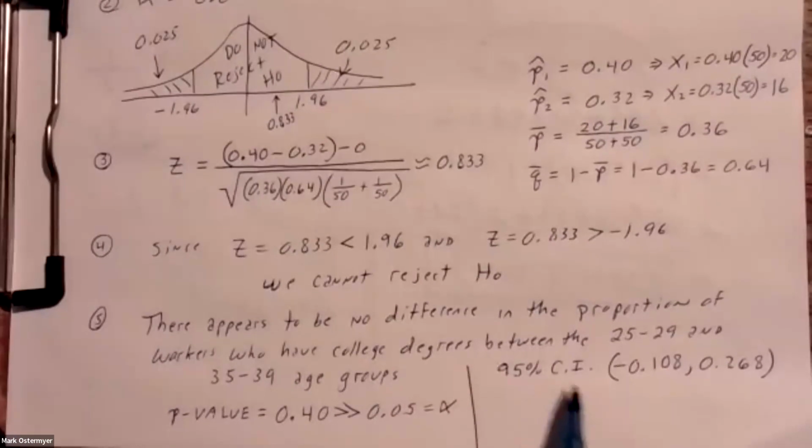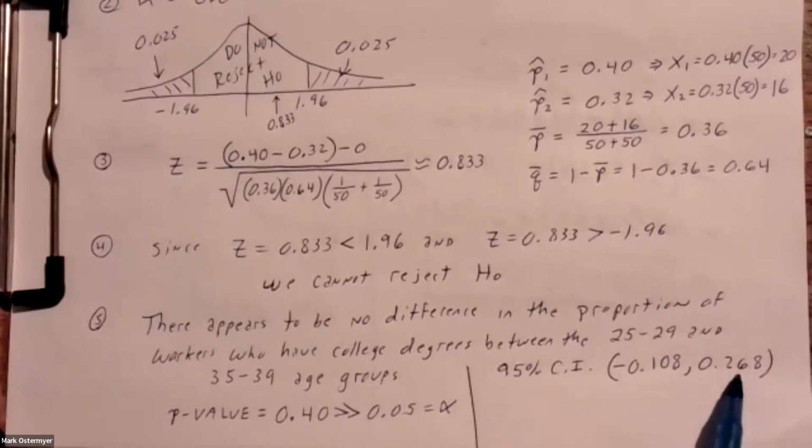I constructed a 95% confidence interval using the 2-PropZInt function. And notice both endpoints have opposite signs. We have a negative lower endpoint and a positive upper endpoint. Because of that, 0 is definitely found in this interval, because 0 lies between a negative and a positive value.